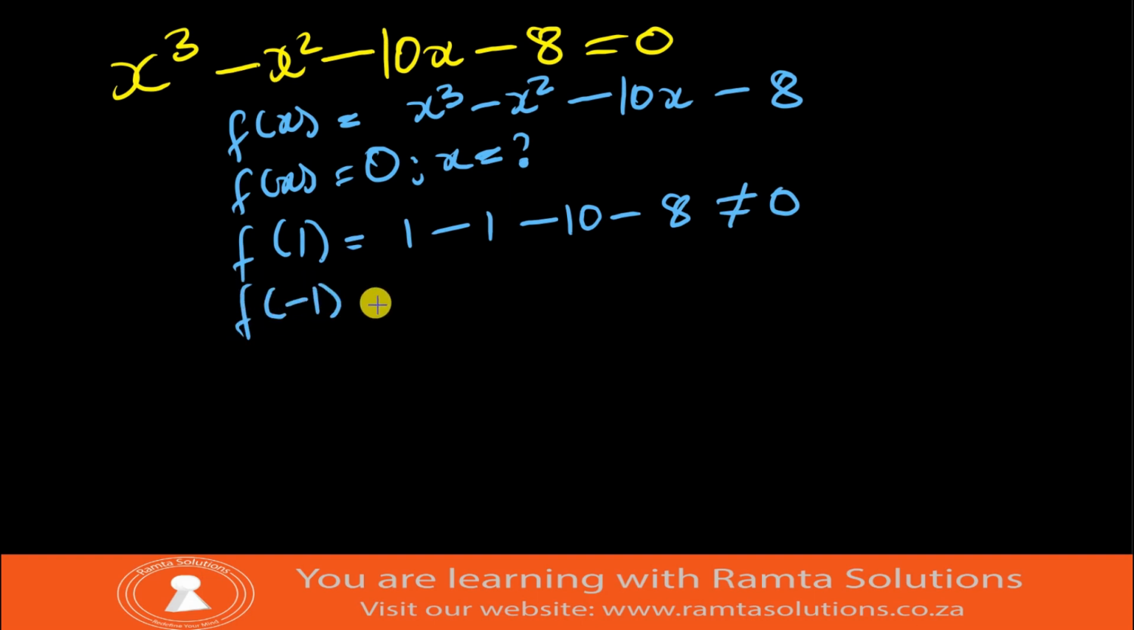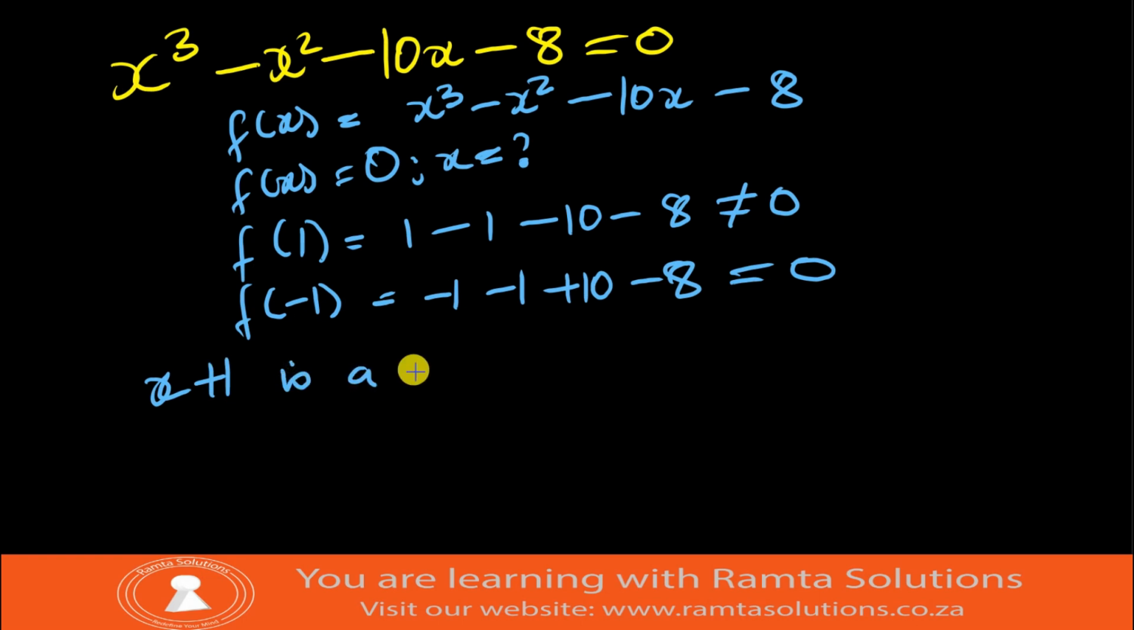F of minus 1, let's see. It'll be minus 1 plus 10 minus 8. And this equals 0. So a factor of this expression is x plus 1. Alright? So x plus 1 is a factor.